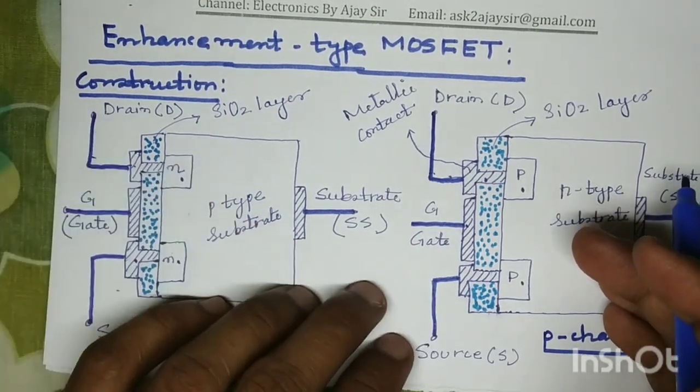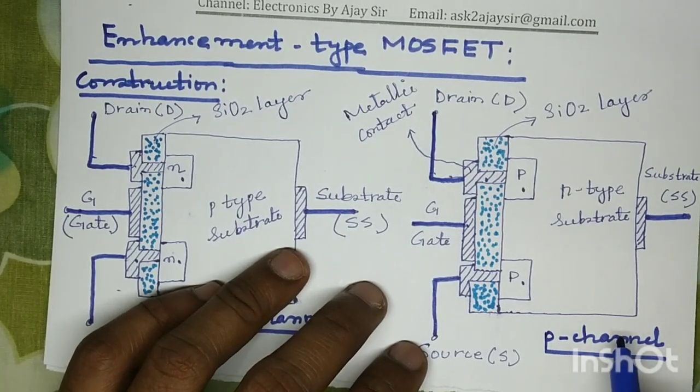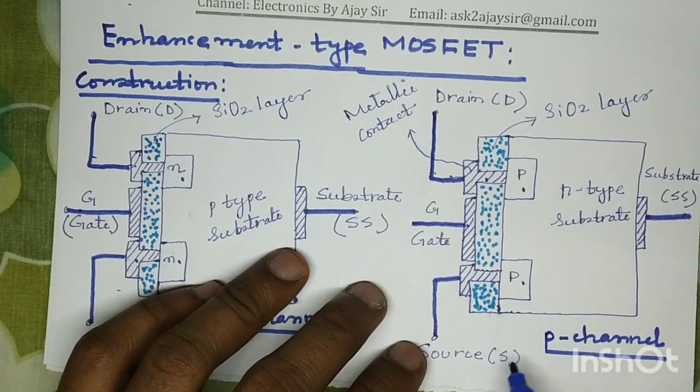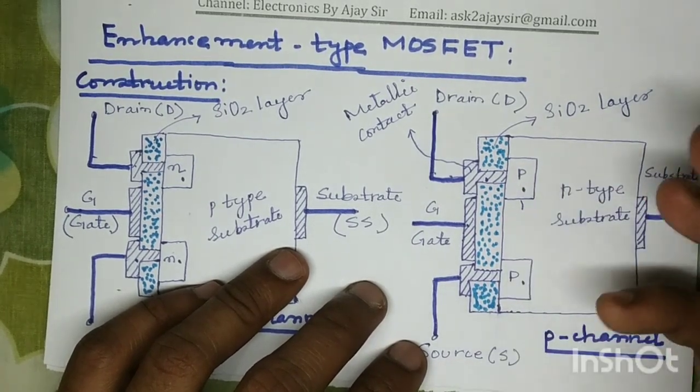And in case of P channel enhancement type MOSFET, the difference between the P channel enhancement type MOSFET and P channel depletion type MOSFET is the absence of the P channel between these two p-doped regions.